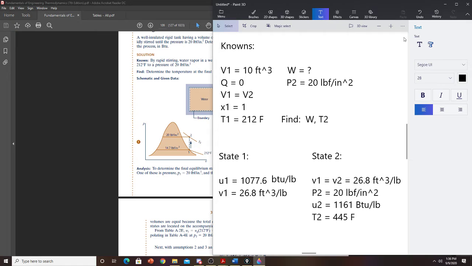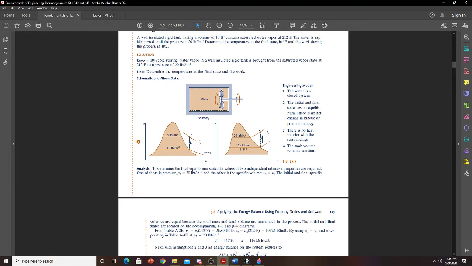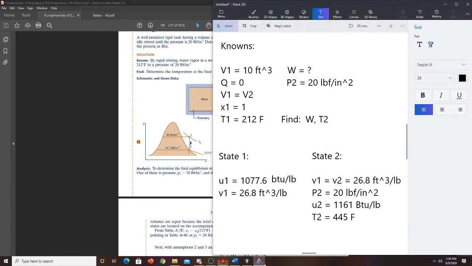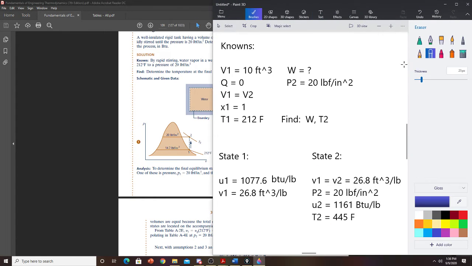All right. So right now we have internal energy 1, volume 2, pressure 2, U2, internal energy 2, and temperature 2. So we've already answered one of the questions. We had to find the final temperature of it and the work. So we've already found the first part. So this first one is gone. T2's done. Now we need to find work. So we need to find the work of this.